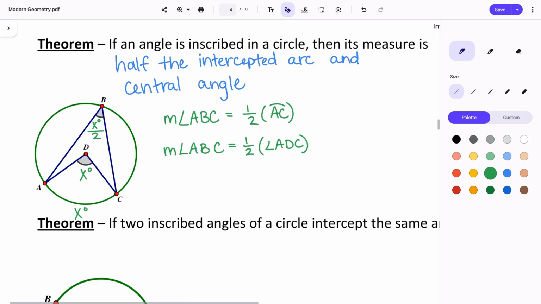Questions on that first theorem there? Remember, a theorem is just like a rule. Questions on that first rule? Okay, so let's take a look at the next one.